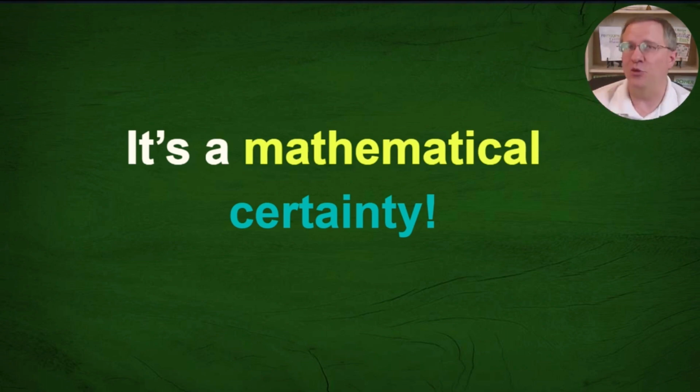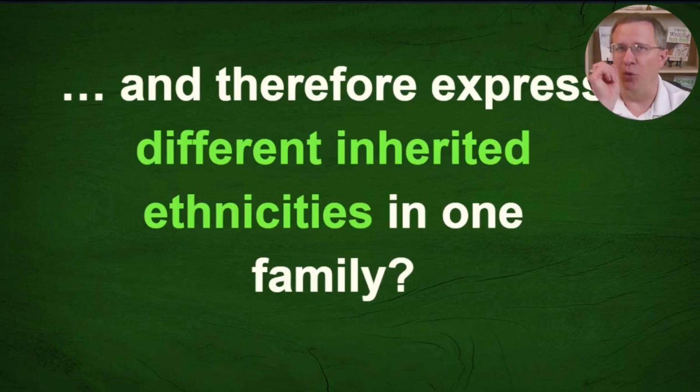Other than identical twins, every sibling has a different set of recombinations. In fact, there's probably few, if any, recombinations that are even close to the same spot. Recombinations are usually going to be unique for each person. So let's continue on with her question then. And therefore, as a result of these different recombinations, they have different inherited ethnicities in one family.